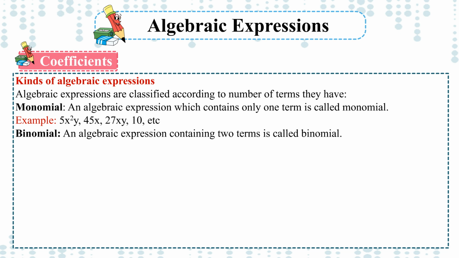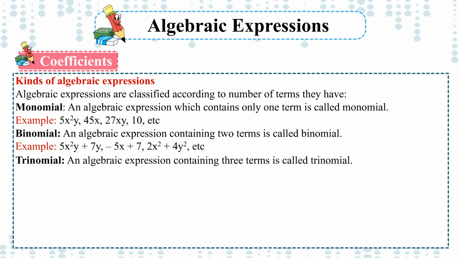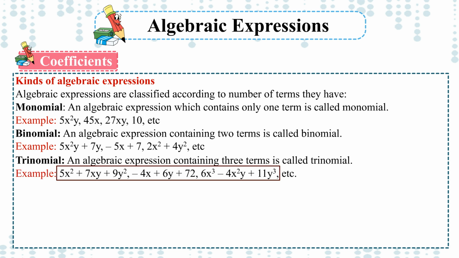Trinomial: an algebraic expression containing three terms is called a trinomial. Example: 5x² + 7xy + 9y², −4x + 6y + 72, 6x³ − 4x²y + 11y³, etc. Polynomial: an expression which contains two or more terms is called a polynomial.